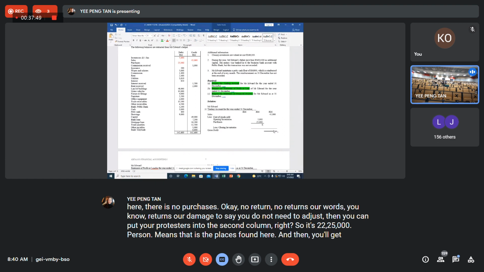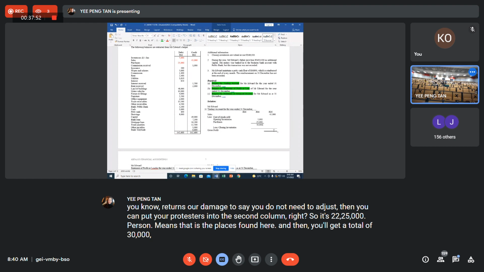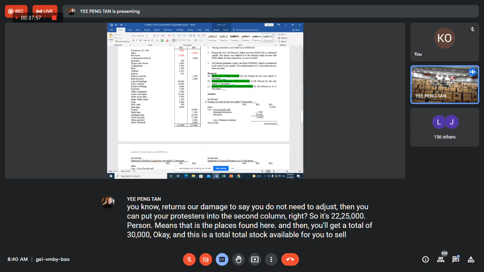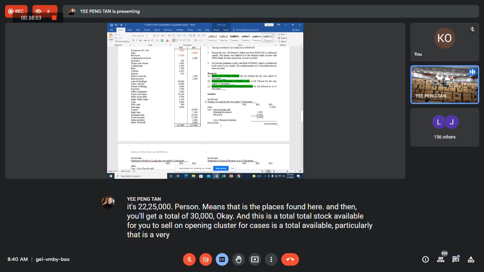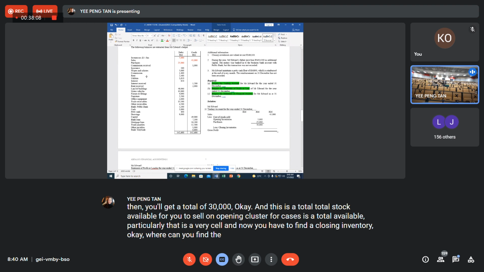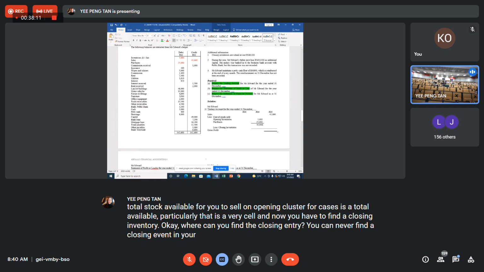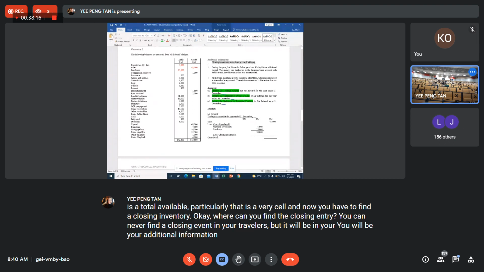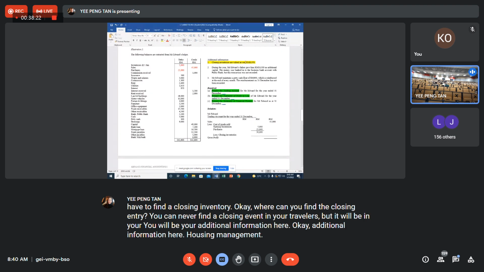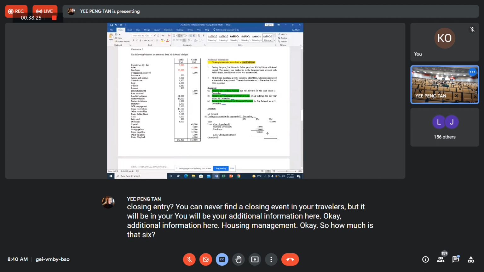And then you get a total of 30,000. This is the total stock available for you to sell. Opening plus the purchases is the total value you have available to sell. But now you have to find the closing inventory. Where can you find the closing inventory? You can never find your closing inventory in your trial balance, but it will be in your additional information here. So how much is that? 6,000. All right, so you will minus closing inventory.